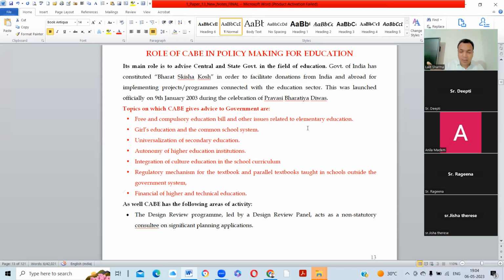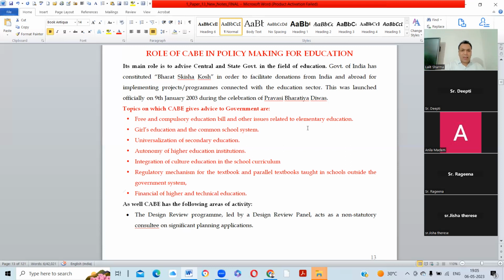There is also the RTE Act, the Right to Education Act, 2010, according to which free and compulsory education is to be given. Article 45 of the Constitution also says free and compulsory education. So all these things related to education are advice given by the CABE to the central and state governments to implement these policies.